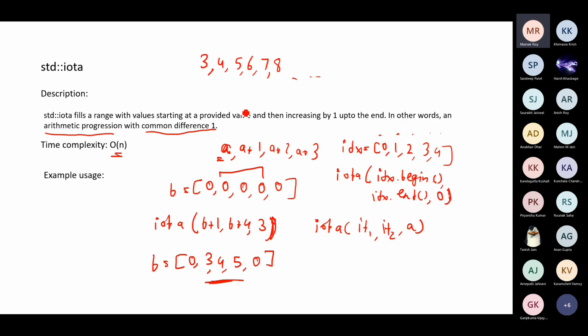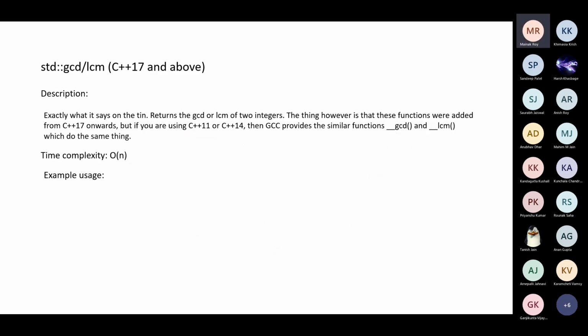Time complexity of n, linear time. Wait, sorry, this is not O of n. This is O of log max a comma b, if you are doing GCD a comma b.